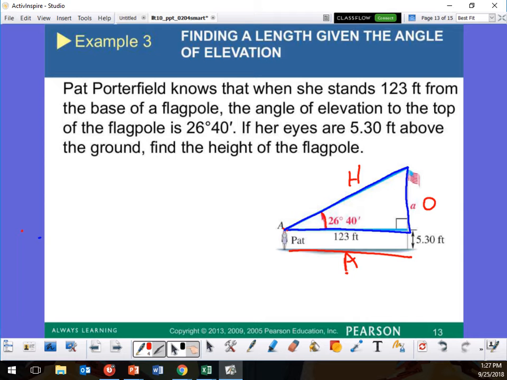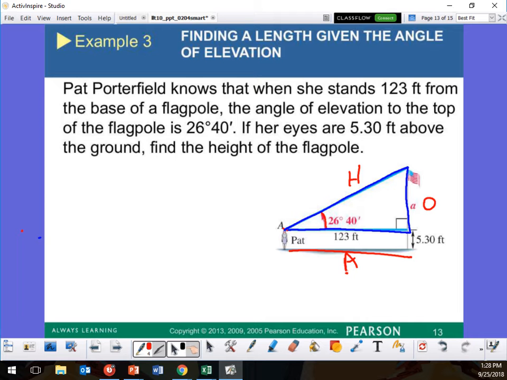Okay, I can't use hypotenuse and opposite because they're both unknown, right? I have to use one of the ones that I do know. So I know that the adjacent's there. So I'm going to use adjacent and opposite. So what ratio does that use? Oh yeah, tangent. It is going to be tangent.